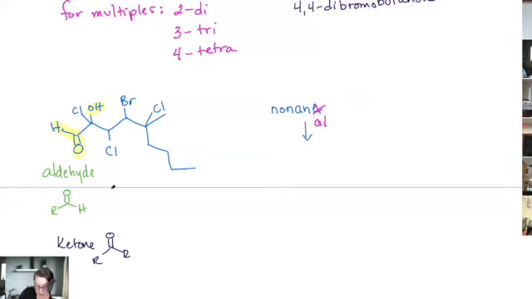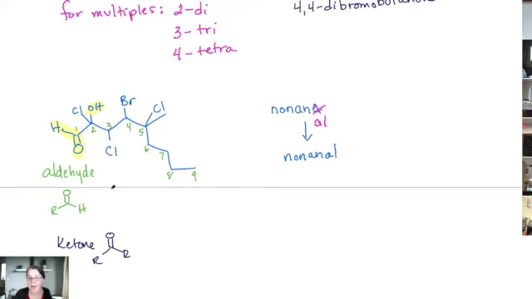So this becomes nonanal. Oh my goodness. Nonanal. Okay, not the easiest thing to say. All right, so let's go ahead and write some numbers in to help us. Let me use a different color. 1, 2, 3, 4, 5, 6, 7, 8, 9.